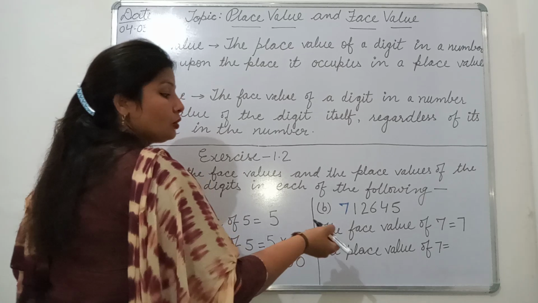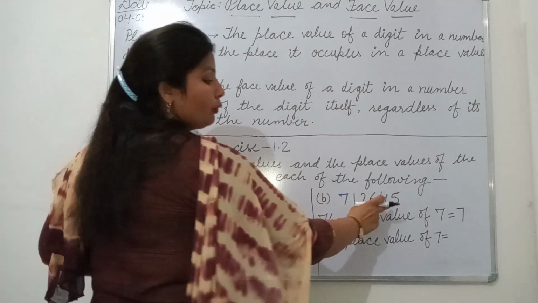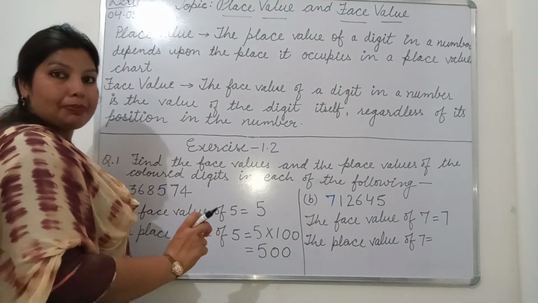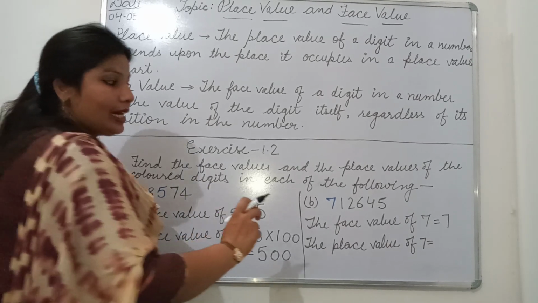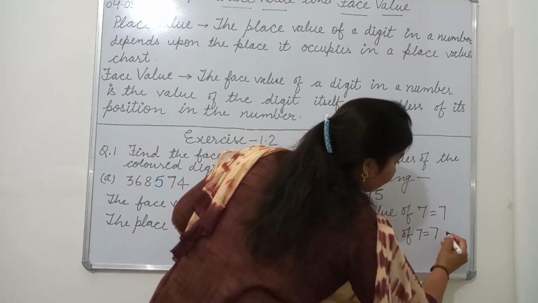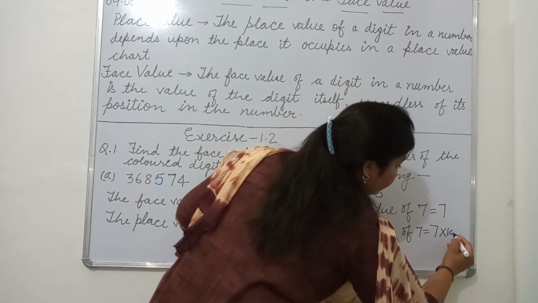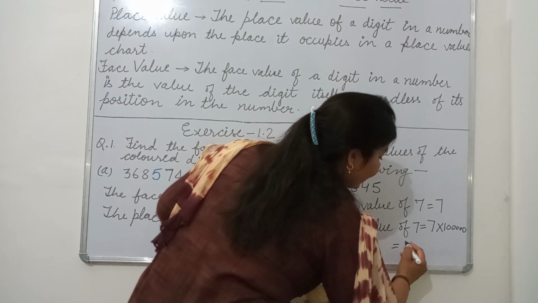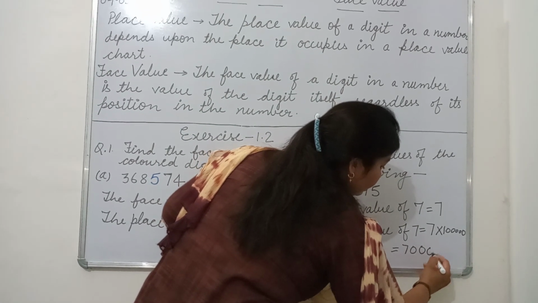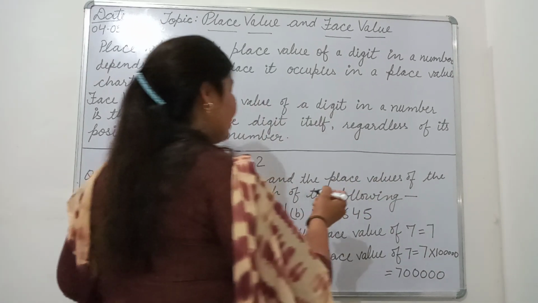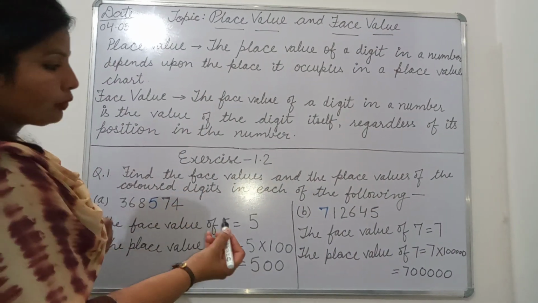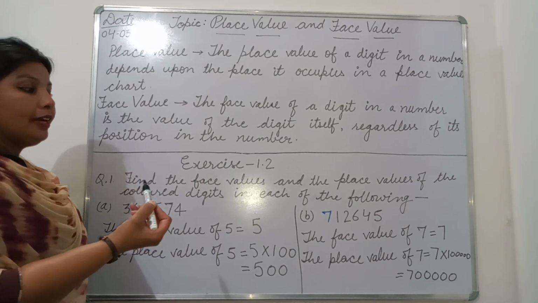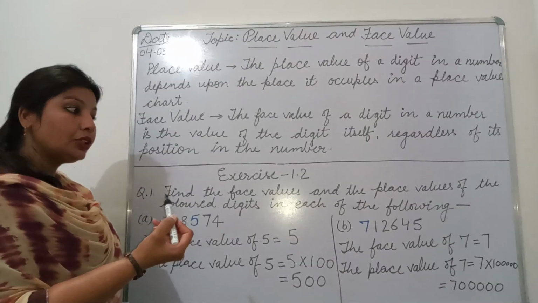Now place value of 7. So what is the place of 7? We will check from there. Ones, tens, 100, 1,000, 10,000, lakh. 7 is on the lakhs place. So that means 7 multiplied by lakhs. 7 multiplied by 1 lakh, that equals 7 lakh. So the place value of 7 is 7 lakhs. So from there you get that place value depends on the place, on its position, and face value remains the same. It does not change. Okay.